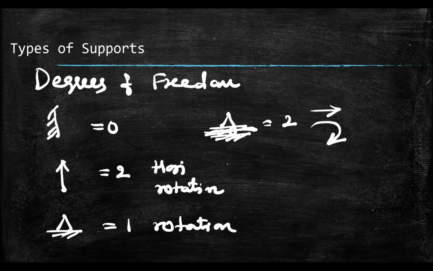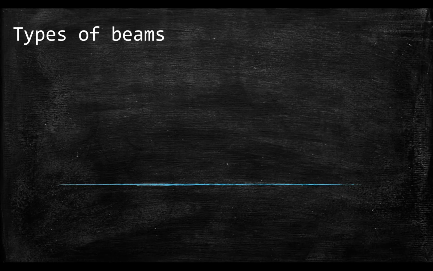So in the fixed support, you will be having degrees of freedom 0 and number of unknowns 3. In simple support, degrees of freedom 2, number of unknown is 1. That is our vertical reaction. In the pinned support, you will be having degrees of freedom 1, number of reactions are 2. In the case of roller support, degrees of freedom is 2, number of reaction is 1. That means our number of unknown is 1, which is perpendicular to the plane of the support. Now all of you are clear about types of supports.